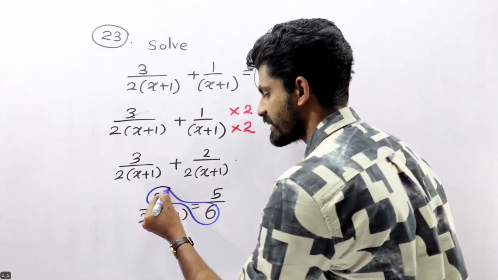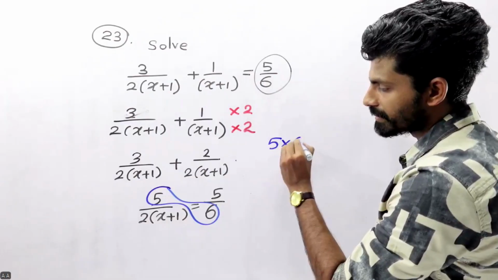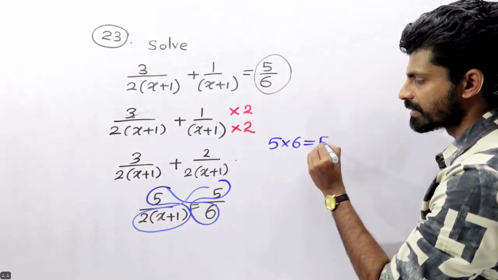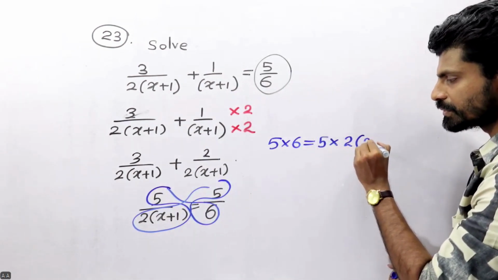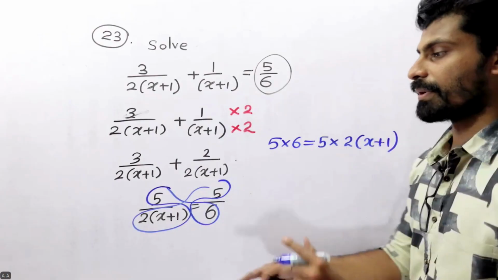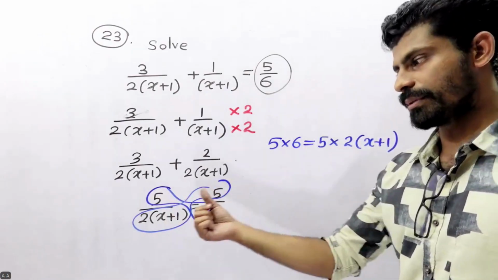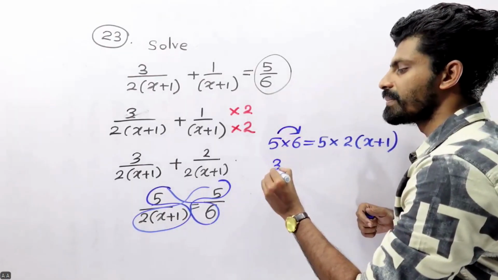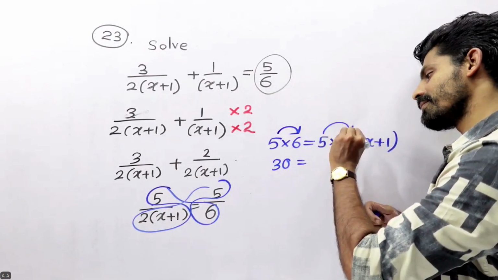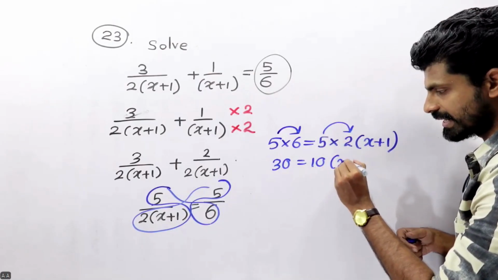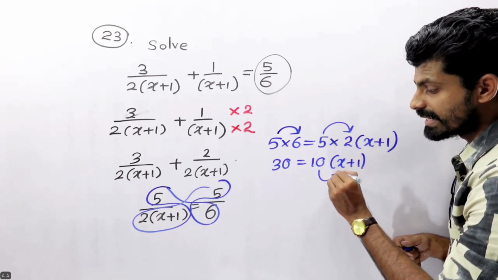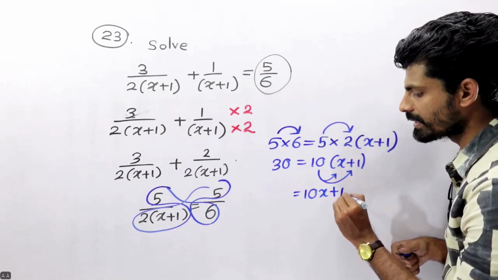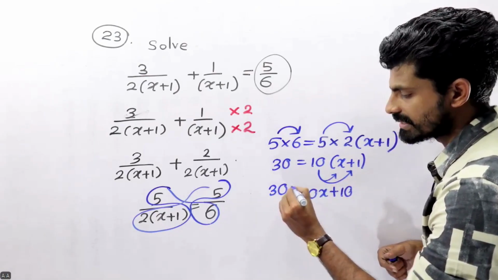5 multiplied by 6 equals 5 multiplied by 2 multiplied by x plus 1. 5 multiplied by 6 equals 30. 5 multiplied by 2 equals 10, times x plus 1. 10 into x, 10x, plus 10 into 1, 10, equals 30.